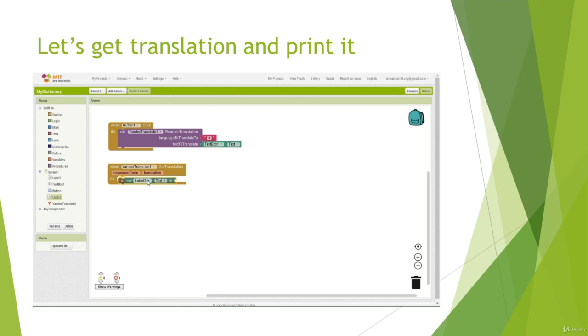Then we will go to Label2 and drag Label2.Text. Then we will put the mouse on the translation field, and then we will get a function called GetTranslation. We will drag it as a parameter for set Label2.Text.